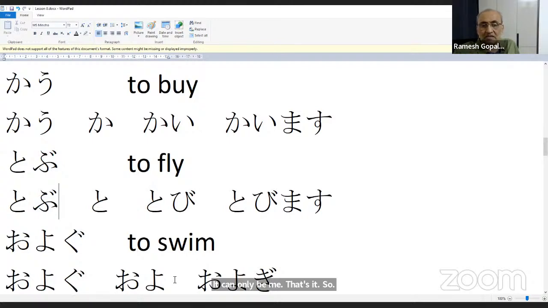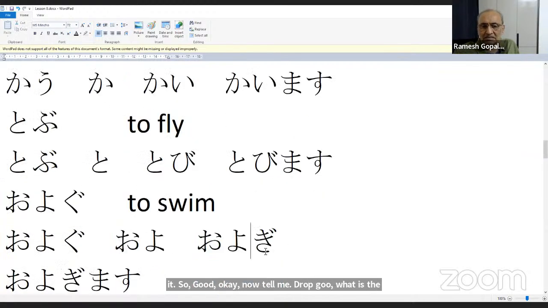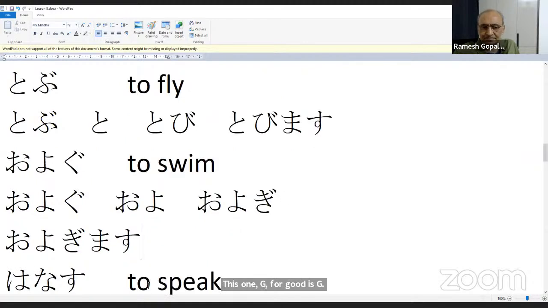Oyogu. Gu. Okay, now tell me. Drop gu. What is the corresponding e sound? This one, gi. For gu, it is gi, no? Add that gi and then add mas. That's all. Oyogi, oyogimas. Oyogu, dictionary form. Oyogimas, mas form.